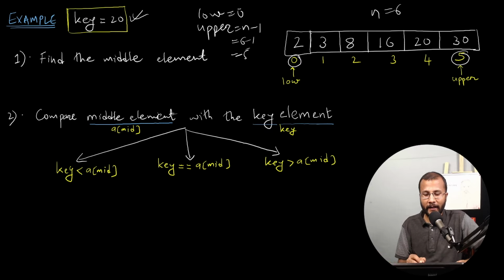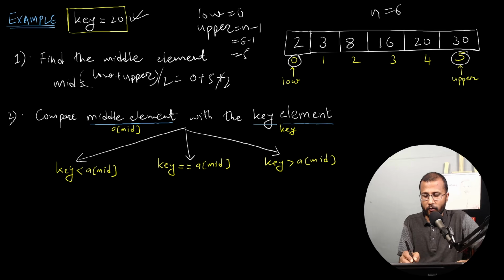Now I need to find out the mid index. So how do you find the mid index? I'll use the formula: mid is lower index plus upper index divided by 2, right? Lower plus upper divided by 2. So this is nothing but 0 plus 5 divided by 2, and this is nothing but 2. So I get this as my mid index. Okay, so I found out my mid index.